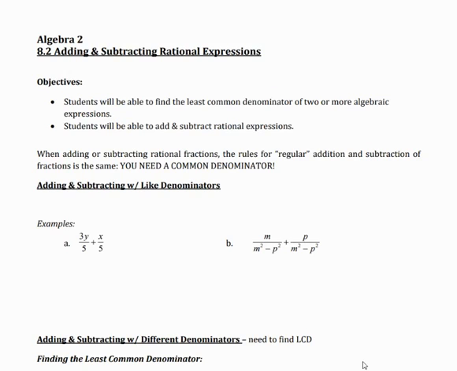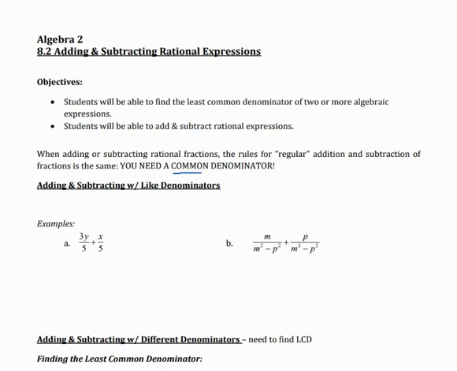Look at adding and subtracting rational expressions. So as we learned, rational expressions are simply just fractions. So when we're adding and subtracting, we just want to remember our basic rules of adding and subtracting regular fractions. For instance, adding 1/4 plus 2/7 or 1/4 plus 3/4. And the important thing to remember is that we need a common denominator.